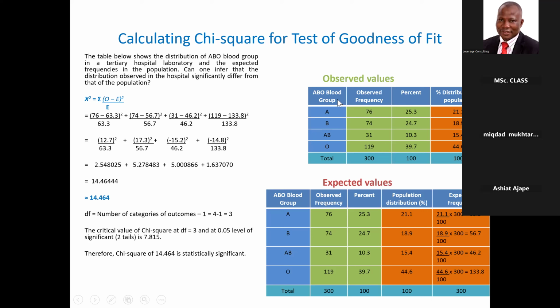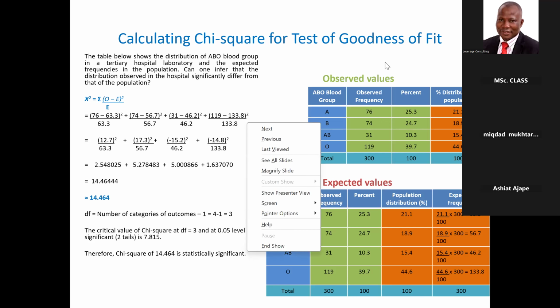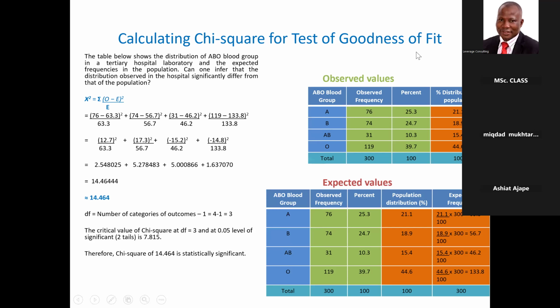You just calculate, just the normal formula for the chi-square. Chi-square is sigma observed minus expected squared over expected. So you do it, and it gives you 40.46. The degree of freedom here now is not cross tabulation.